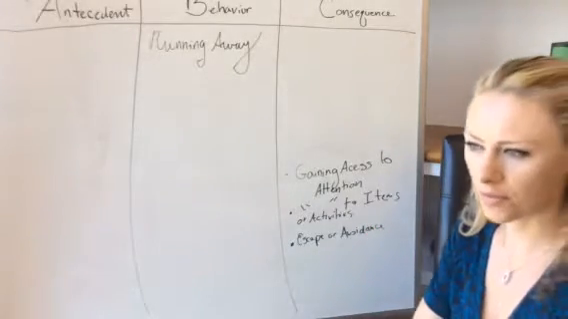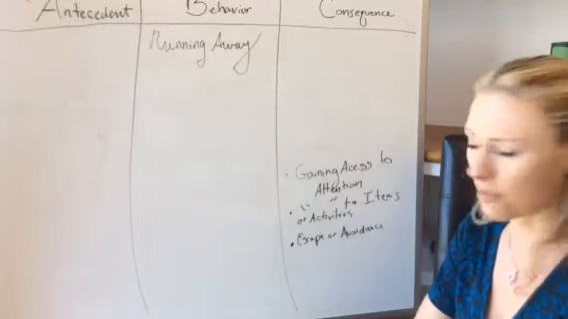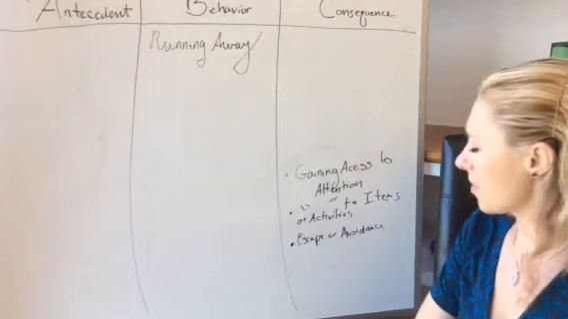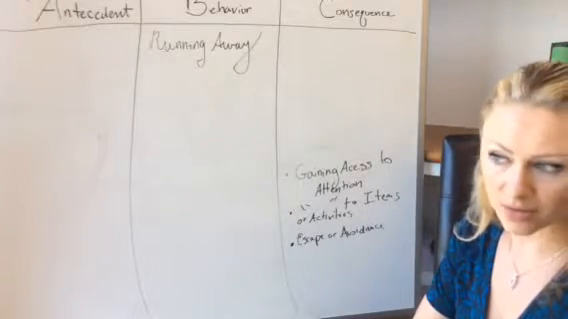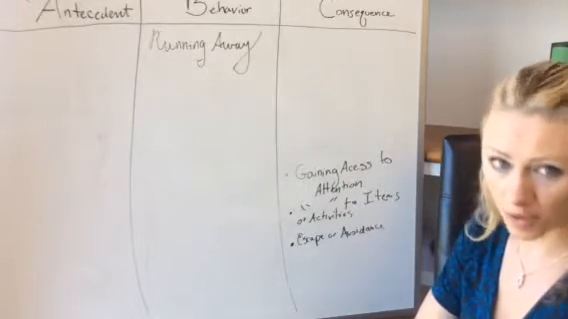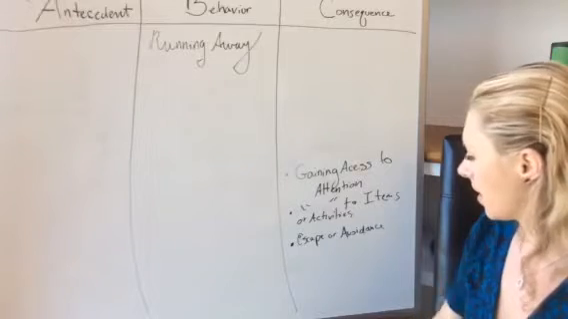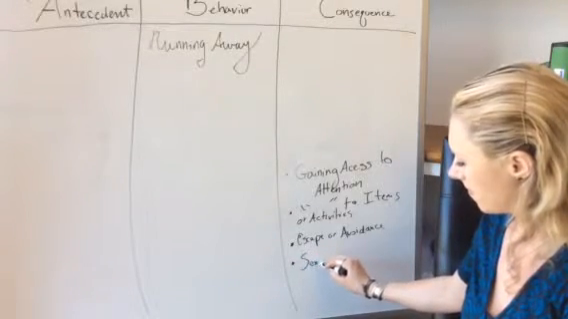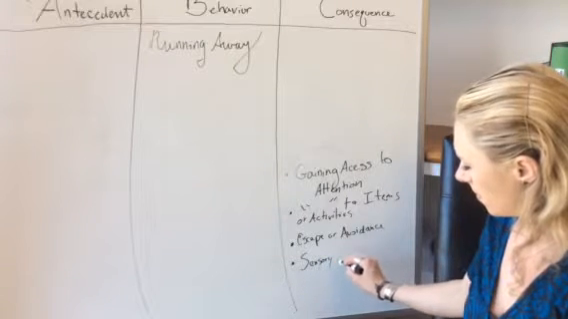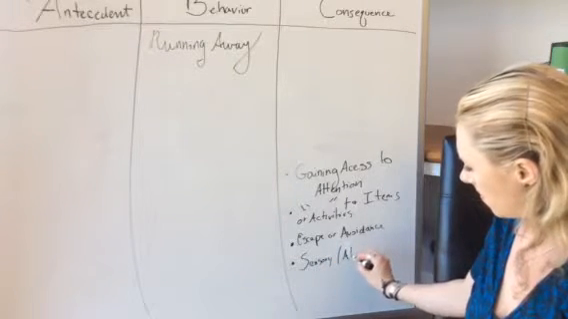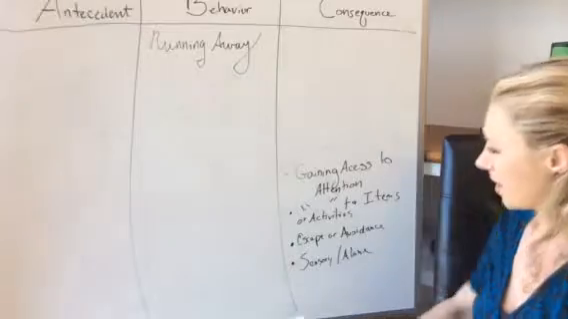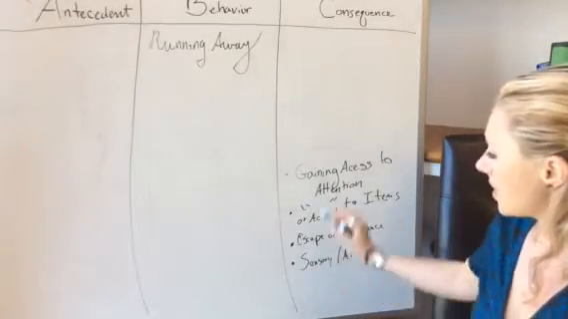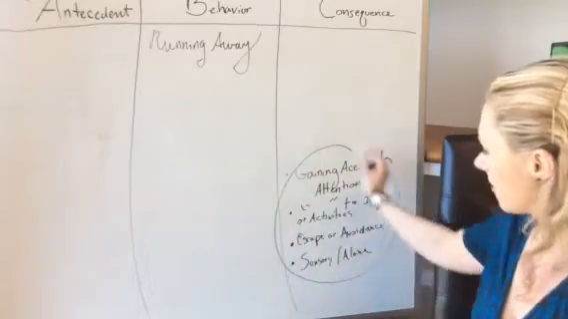Some people might further break that down into escape or avoidance of attention or people, and escape and avoidance of demands, such as a work activity or a request. All right. And then last but not least, we have sensory or alone as our last condition. So these are the 4 functions of behavior.